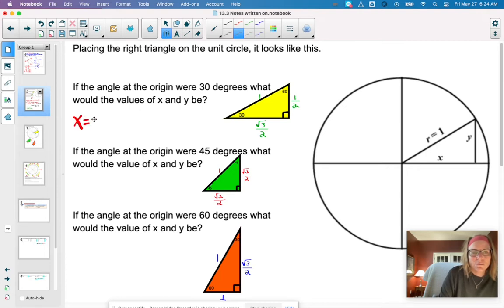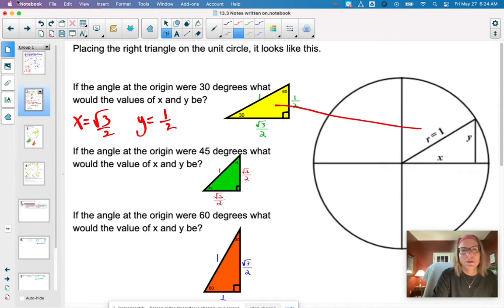So x would be root 3 over 2, and y would be 1/2. X is your left and right. I'd place this triangle right here, and y is up and down. Would look something like... that one's not going to let me move. Never mind on that. I'll show you on the next screen.